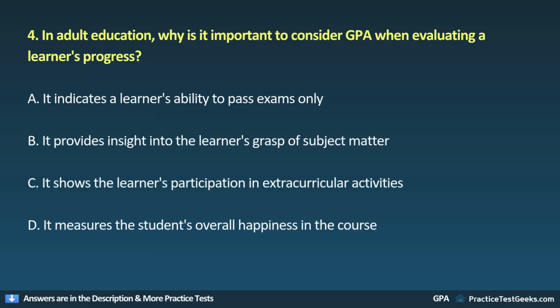4. In adult education, why is it important to consider GPA when evaluating a learner's progress? A. It indicates a learner's ability to pass exams only. B. It provides insight into the learner's grasp of subject matter. C. It shows the learner's participation in extracurricular activities. D. It measures the student's overall happiness in the course.